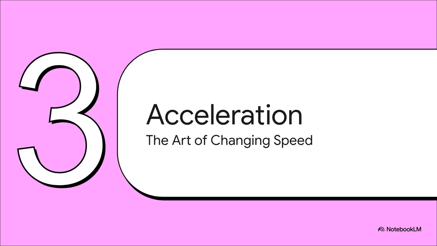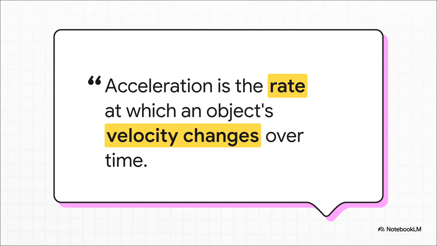But wait a minute. Our runner didn't just instantly appear on the track already moving at 10 meters per second, right? Of course not. They had to start from 0 and build up to that speed. And that process, that act of changing your velocity, that's what physicists call acceleration. Now, this is a really, really important point. Acceleration is not just speeding up. It is any change in velocity.